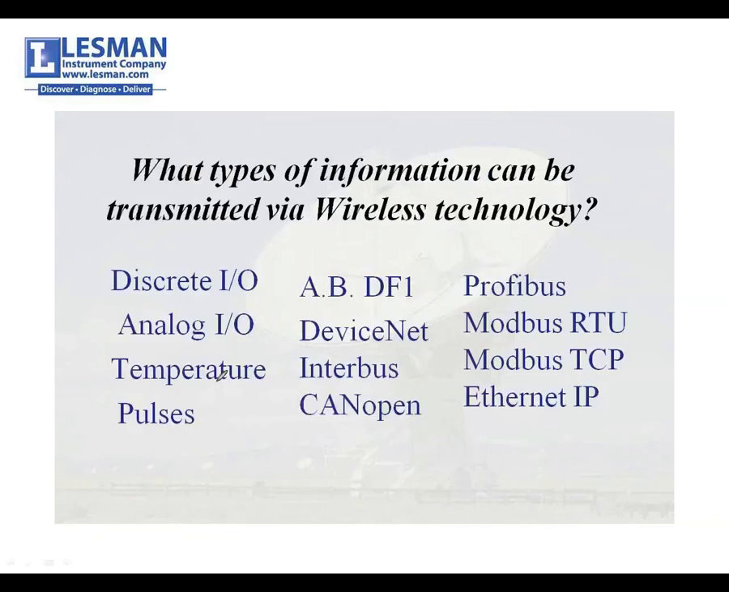Okay? What types of information could be transmitted? We most often see analogs and digitals, the classic industrial measurement I/O, if you will.